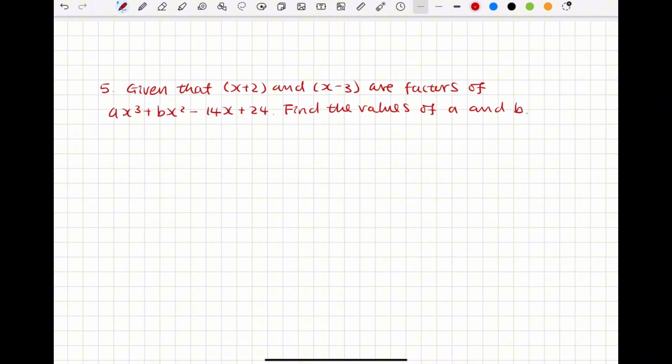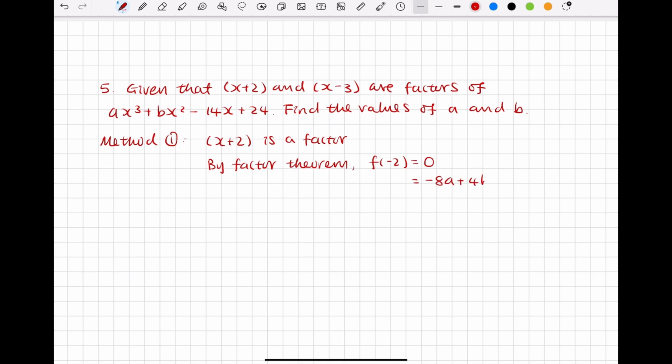Given that x plus 2 and x subtract 3 are factors of this cubic equation with the coefficients of x cubed and x squared unknown, we want to find the values of a and b. There are two different methods. Method 1: because x plus 2 is a factor, by the factor theorem, we know f(negative 2) is going to be 0. If we substitute negative 2 into that cubic equation, we will have negative 8a plus 4b plus 28 plus 24 is 0. By rearranging, we will have negative 8a plus 4b is negative 52.